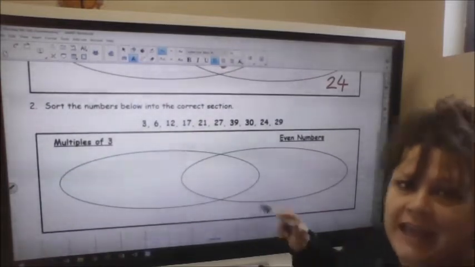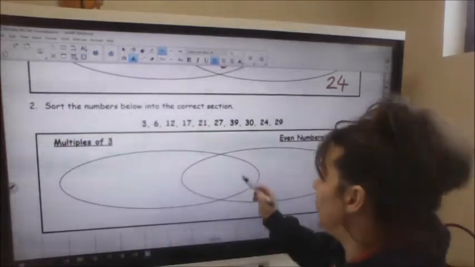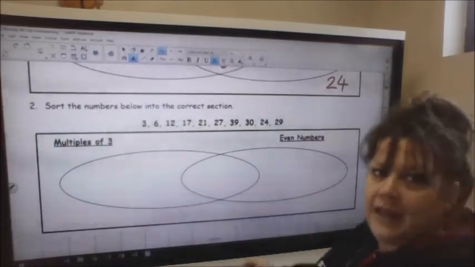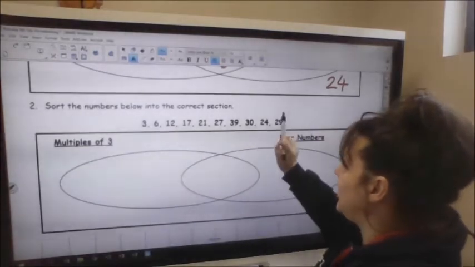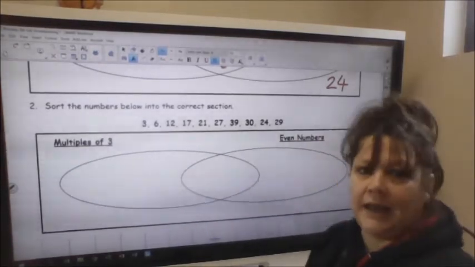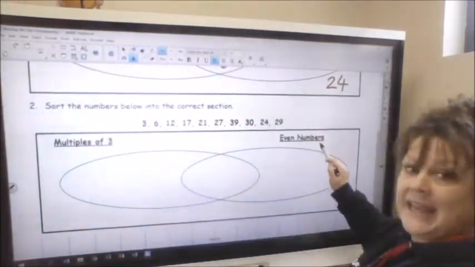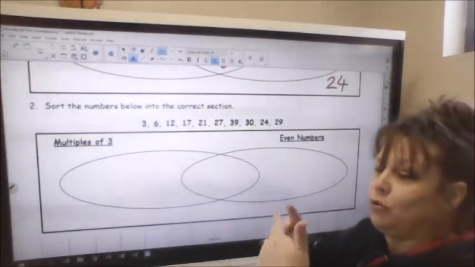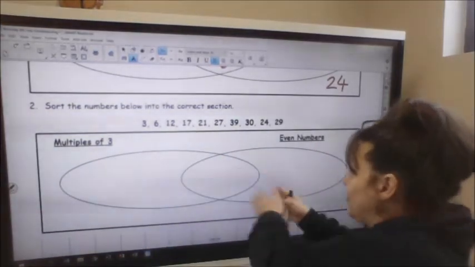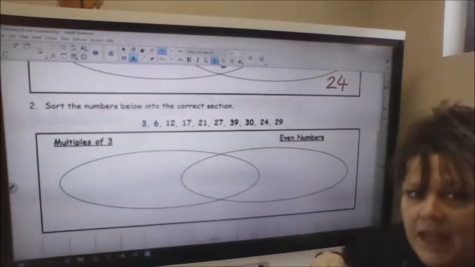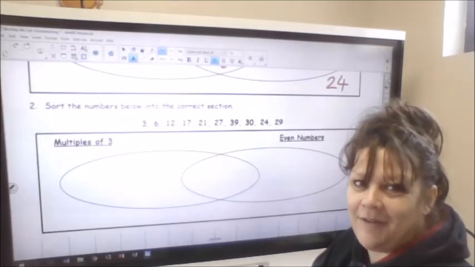So you've got in your book, you're going to draw yourself your little Venn diagram. You don't need to do the box around it, but just draw your circles. And then you've got the numbers 3, 6, 12, 17, 21, 27, 39, 30, 24, 29. And you've got to sort them on your Venn diagram. Multiples of 3. Even numbers this time, so they're going to end in 0, 2, 4, 6, 8. And if they are multiples of 3 and even numbers, they'll go in the middle because they are in both sections. Okay, pause the video, have a go.